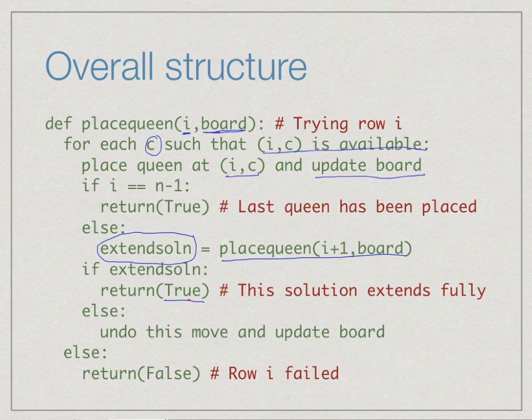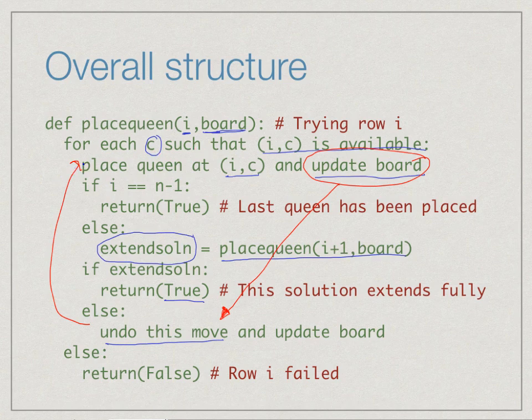So this position must be undone. So we have to undo this move. Whatever we did earlier to update the board, this update has to be reversed at this point. So we have to reverse the effect of putting it at I, C. Okay. And then when we do this, it will go back and it will try the next C.